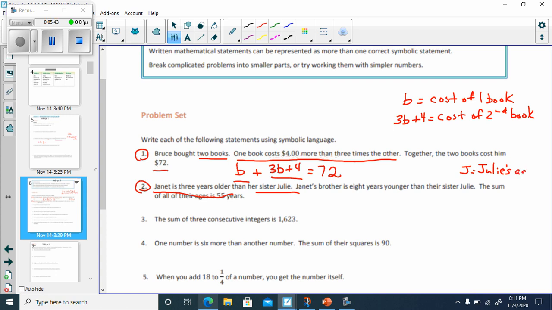It says Janet is 3 years older than her. So wouldn't it be Julie's age plus 3 would be Janet's age? All right. Then it says Janet's brother is 8 years younger than Julie. So if I take Julie's age and I subtract 8, that's going to be the brother's age, right?